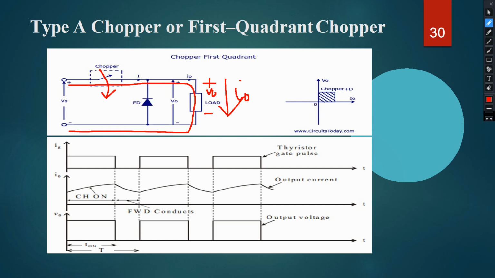This is a step down chopper. We have already studied this circuit. So it is restricted to the first quadrant and it is known as Q1. So V output is positive and I output is also positive.